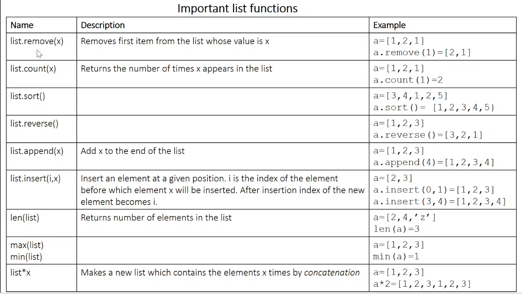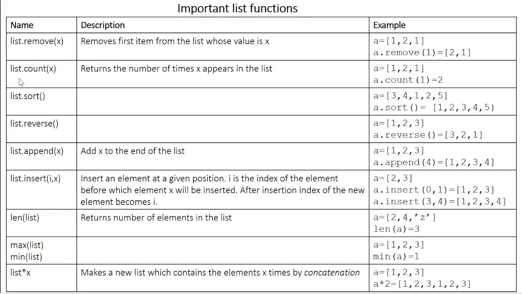First one is the remove function. So list.remove(x) removes the first item from the list whose value is x. For example, if A is the list [1, 2, 1], when you say A.remove(1), the first element with value 1 will be removed. So here I have two values 1, and the first one will be removed. So the answer is going to be the list [2, 1].